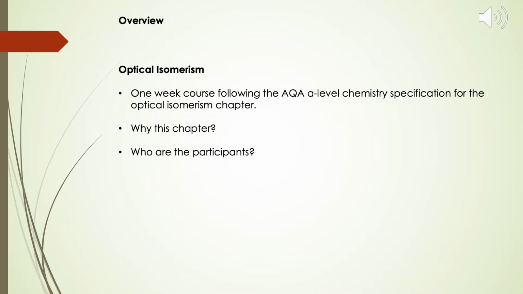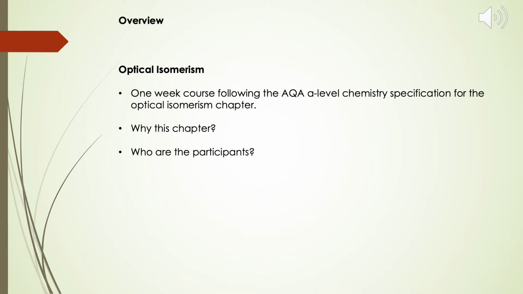So this instructional design project is on optical isomerism, and it is for a 1-week course following the AQA A-Level Chemistry specification for the optical isomerism chapter. In the UK, there are many different specifications we can use for A-level chemistry, ranging from AQA, OCR, Edexcel, Cambridge International and WJEC. However, I'm going to use AQA for this one just because it's a very common one to use. And why this chapter specifically?